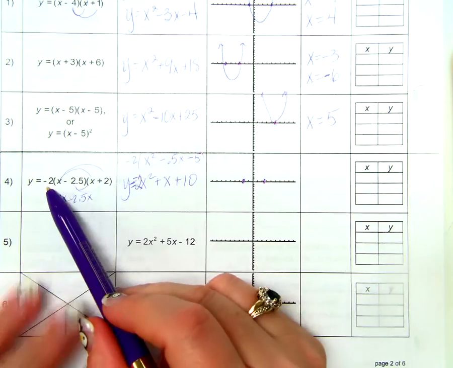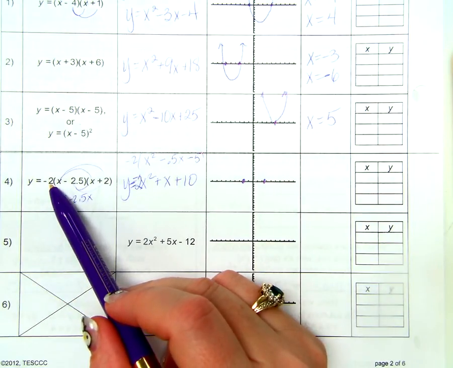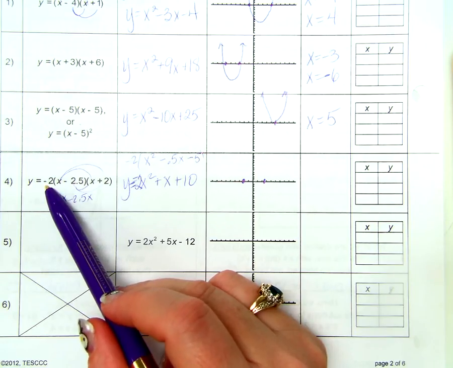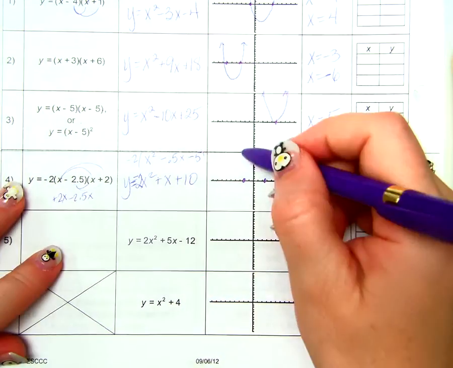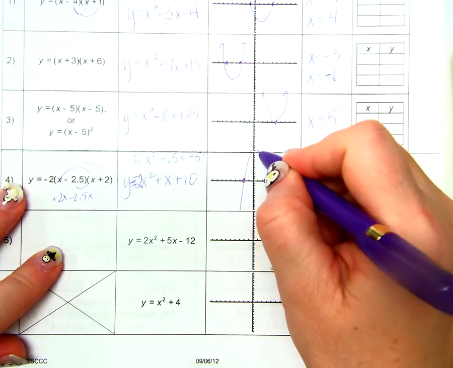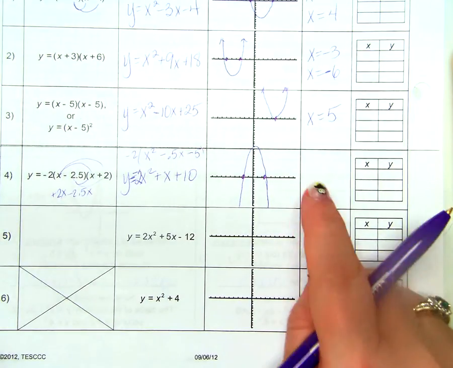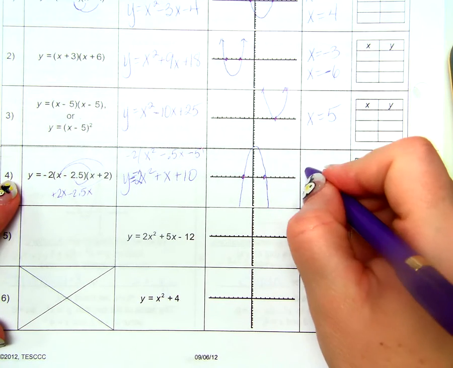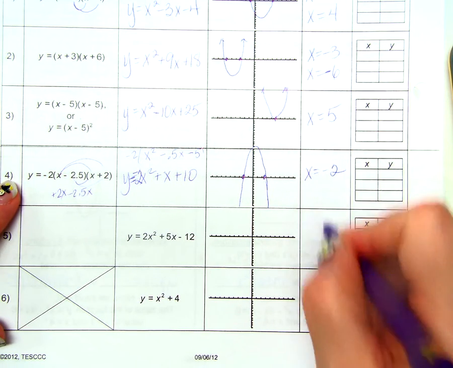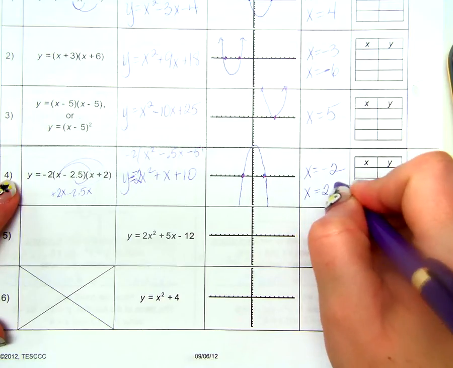Now, does this 2 do anything to my parabola? It stretches it, right? Makes it skinnier and taller, maybe? What does the negative do to it? Oh, reflects it. So it's not going to go this way, is it? It's actually going to go this way, and it's going to be taller and skinnier, something like that, maybe. So where are my zeros? X equals -2. X equals positive 2.5.